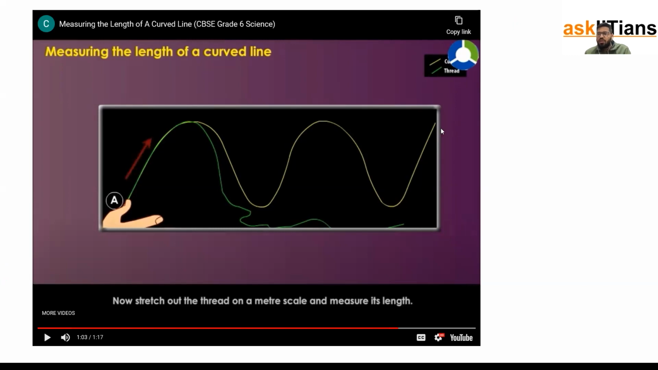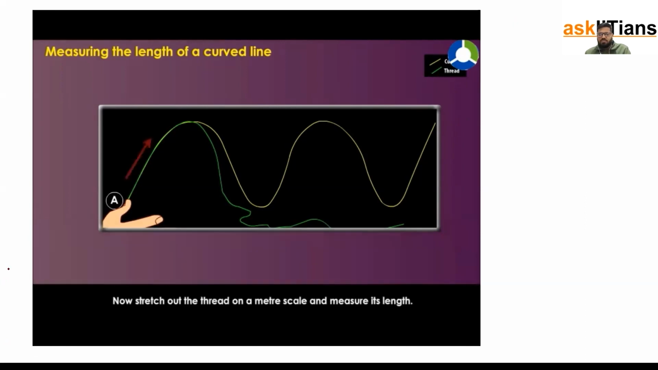And tie a knot there also. Okay. Now stretch out the thread on a meter scale and measure the distance between the two knots. One knot was at the starting point and the other knot was at the finishing point of the curve. On a meter scale, measure its length. The length of the thread is the length of the curved line.